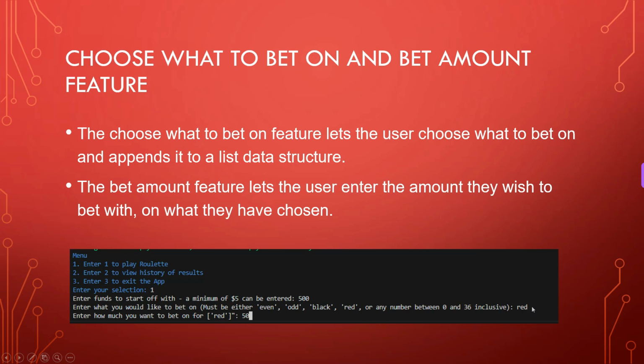So choose a bet, red, and it appends it to a list data structure, and then you enter in the bet amount.